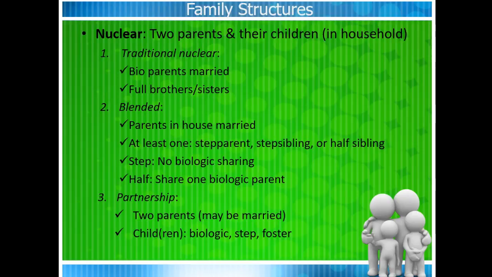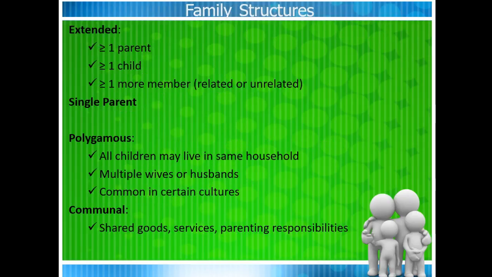The one that I wanted to point out is extended. So you have greater than or equal to 1 parent. That means that the parents may or may not be married, right? You have greater than or equal to 1 child. The only thing that's different here compared to the other ones is that there may be 1 or more parents. So the relationship between the 2 people in the room might be unknown. Right, so may or may not be married.